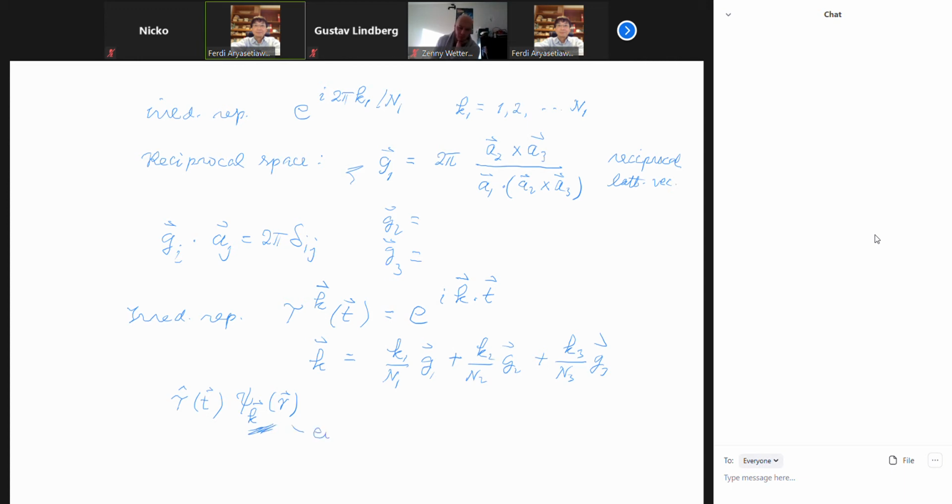Call this one here. These are the eigenstates of the Hamiltonian. So the eigenstate of H, which has the periodic potential, by definition is equal to psi_k of r plus t, because we just translate the coordinate.